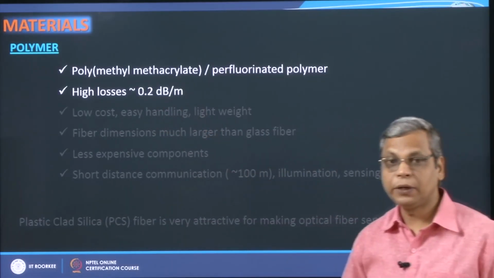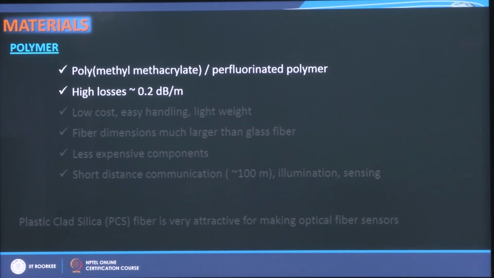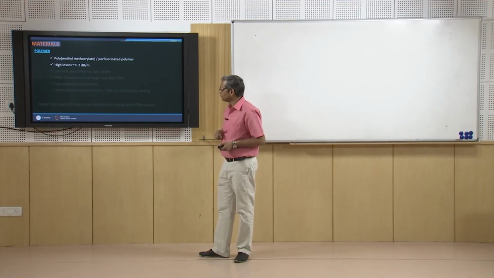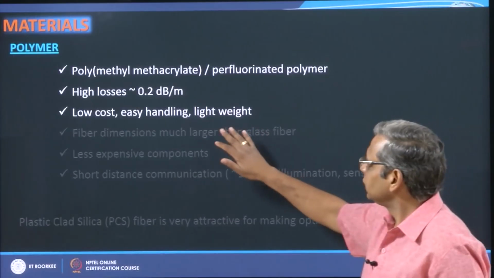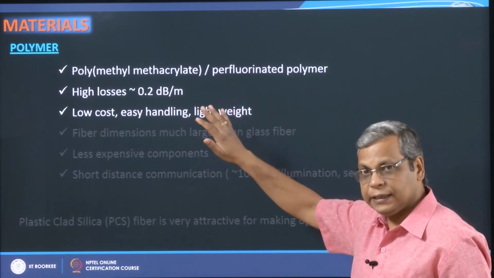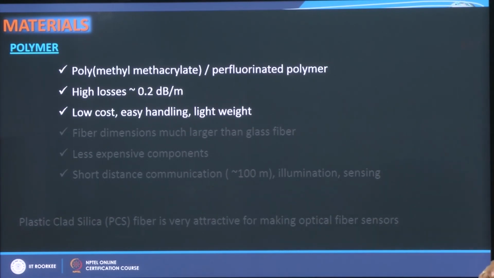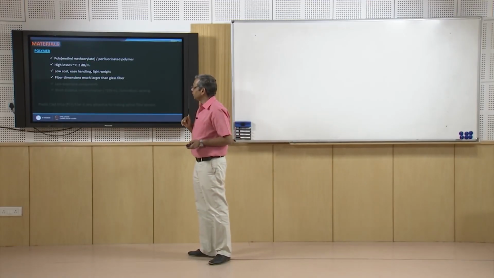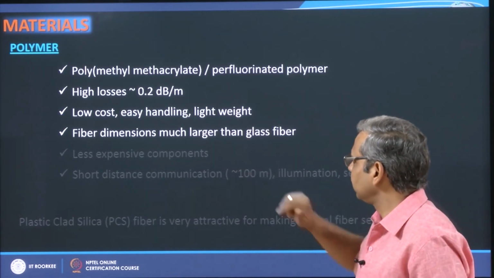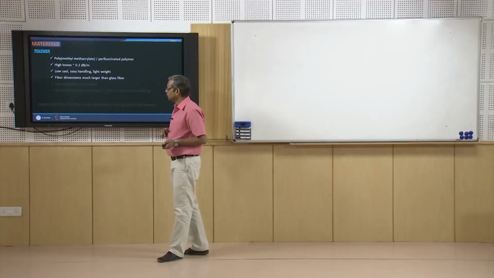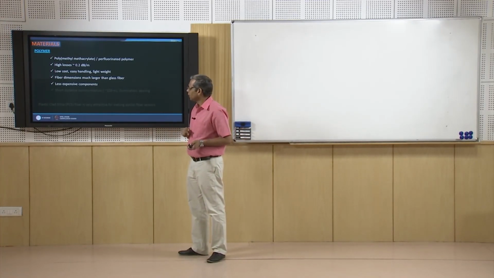So, here you can see that this is pure silica at around 1.46 refractive index. When you dope it with phosphorus, germanium, aluminum, titanium, you increase the refractive index, while when you dope it with boron or fluorine, you decrease the refractive index. We know that for the core we need high refractive index, and for the cladding we need low refractive index.